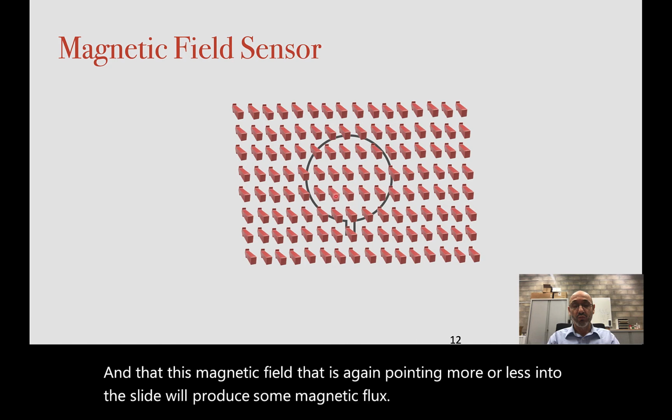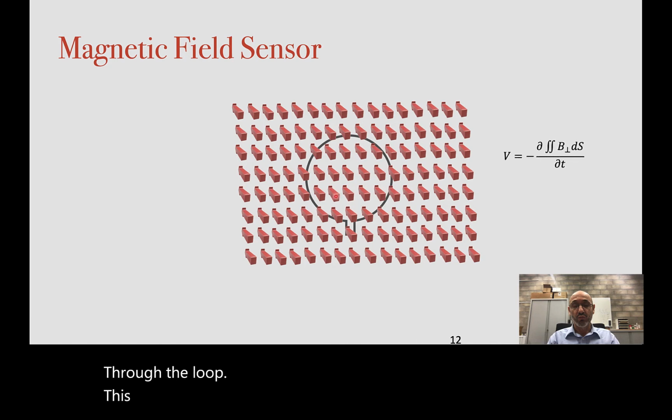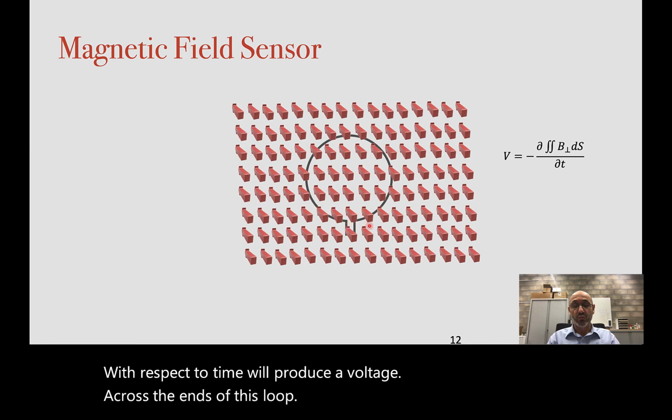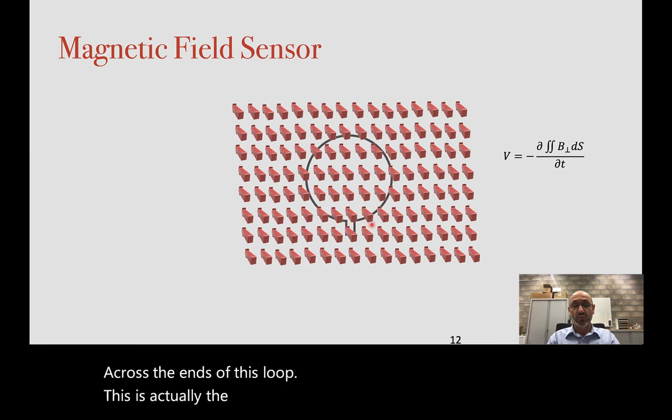through the loop. And as you know, the derivative of the magnetic flux with respect to time will produce a voltage across the ends of this loop. This is actually the electromotive force that is produced.